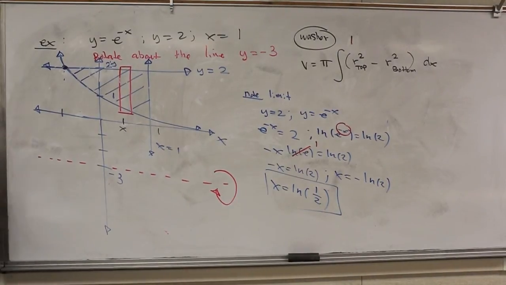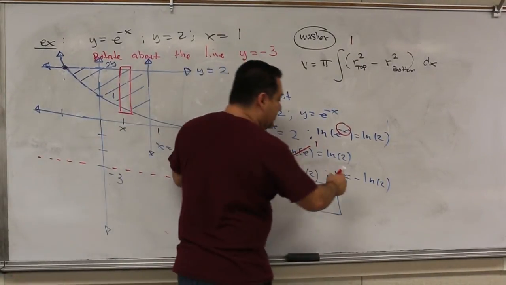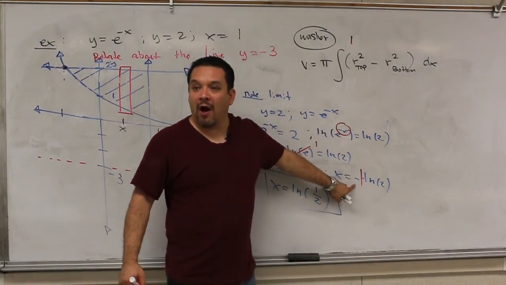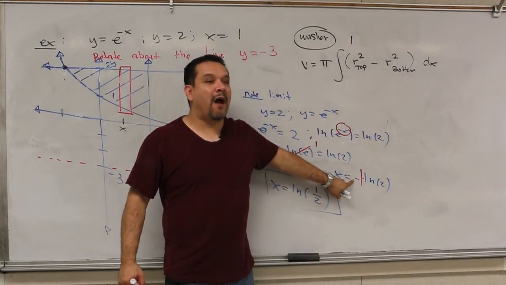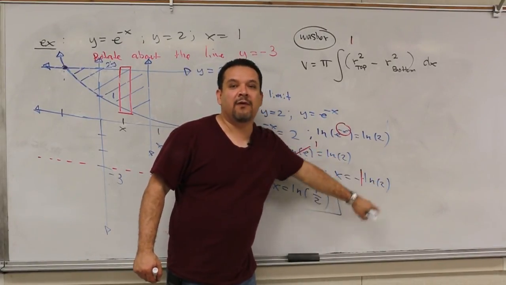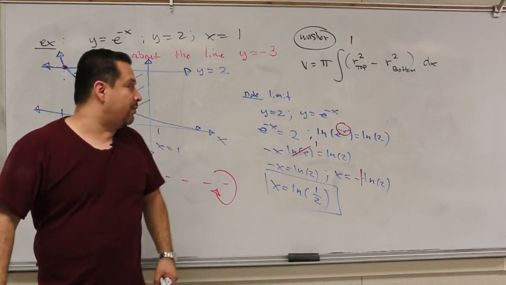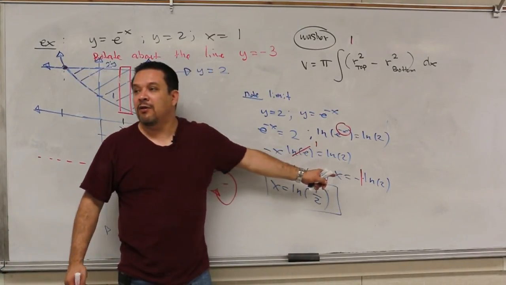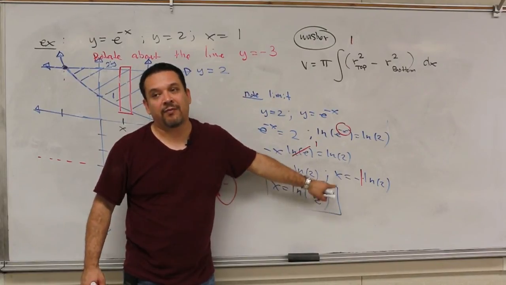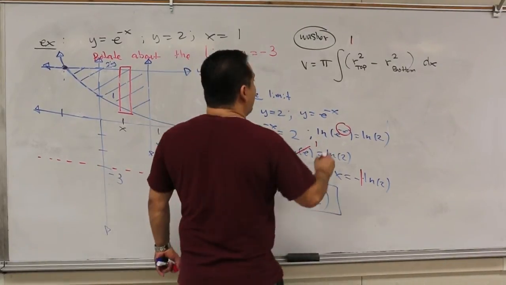Why is it ln 1/2? You guys see this? Negative 1, by the power rule for logs, that negative 1 power belongs to the 2. 2 to the negative 1, is that 1/2? So sometimes when you're working with logs and you're looking back at the book, you get negative ln 2 and they have ln 1/2. That's what happened. So this is going to be ln 1/2.